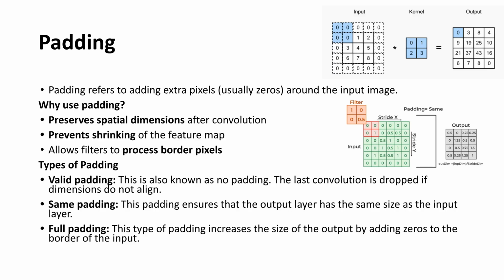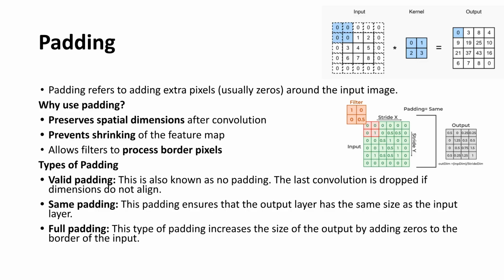Padding is another important technique in CNNs. Padding involves adding extra pixels, usually zeros, around the input image. Why use padding? There are 3 main reasons. First, it preserves the spatial dimensions after convolution. Second, it prevents the progressive shrinking of feature maps. Third, it allows filters to properly process edge pixels.